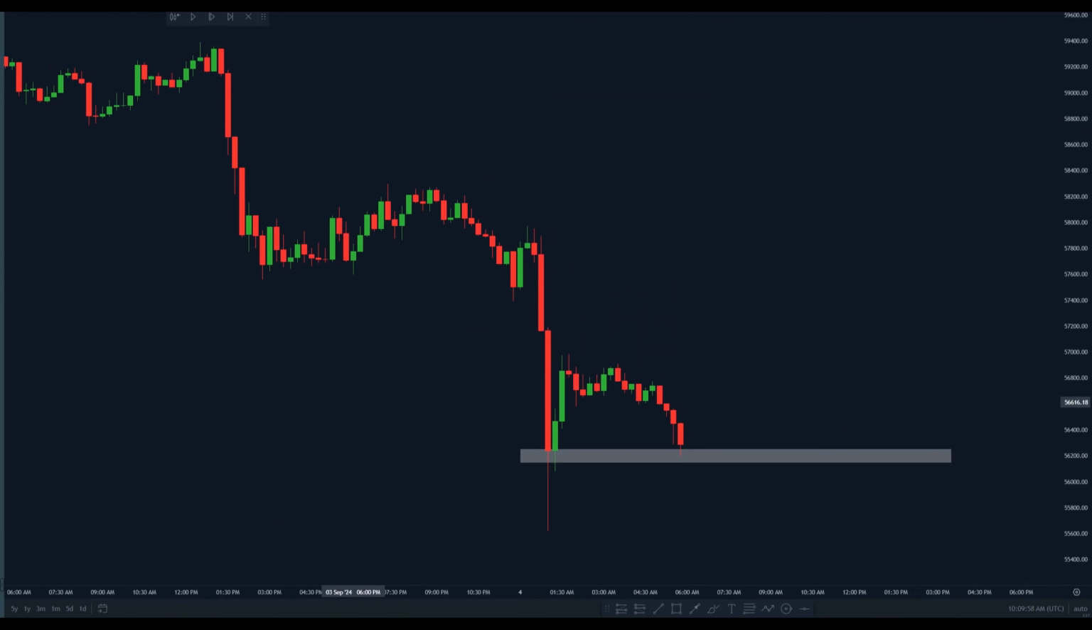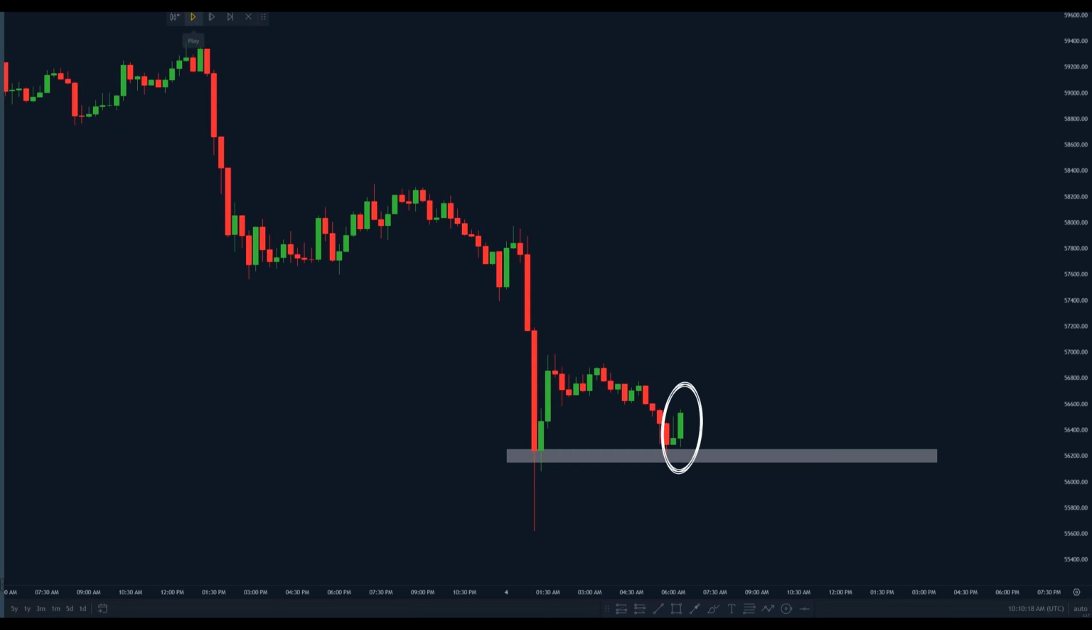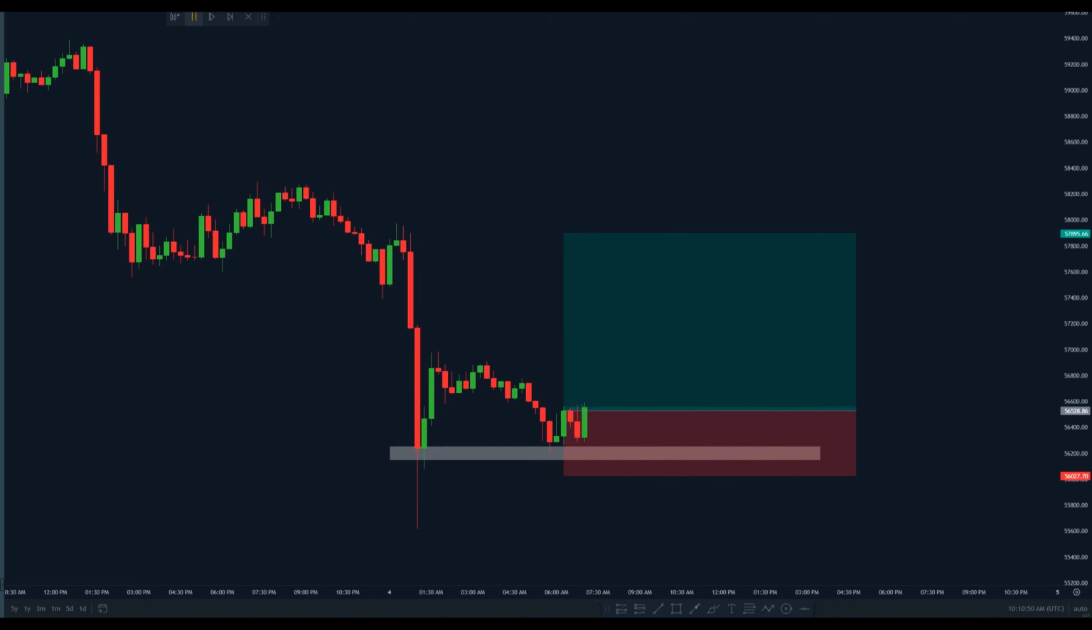Here's an example of an inverted hammer. Look at the chart. The price is in a downtrend, and currently it is exactly on its support level. And we also have an inverted hammer candle at the support level. But we will wait for the next candle to close above the wick of this inverted hammer candle. And the next candle has closed above the wick of the hammer candle. Now we can execute a long trade here.